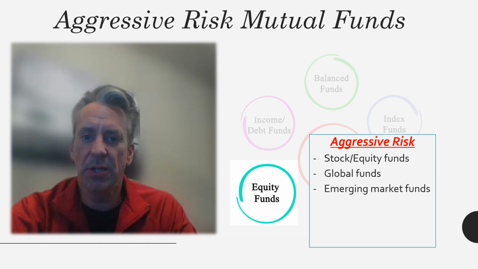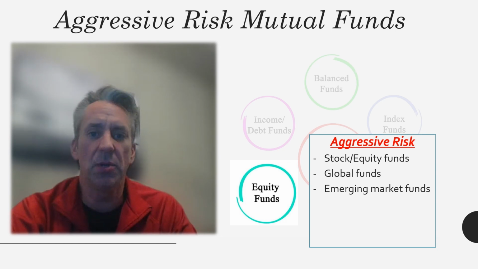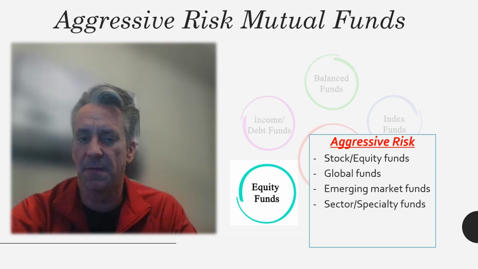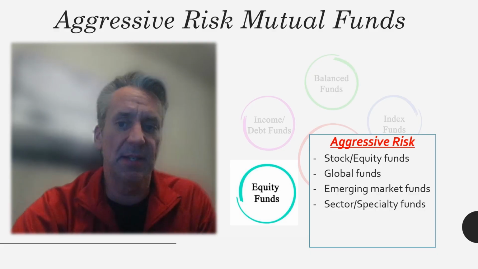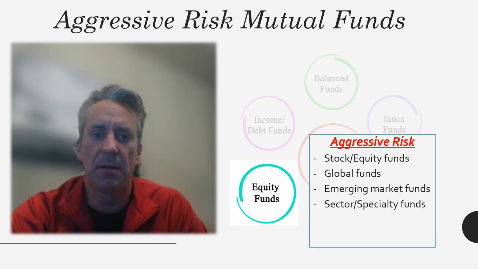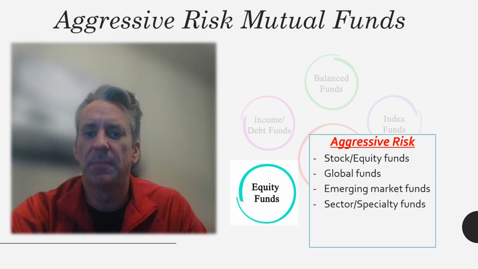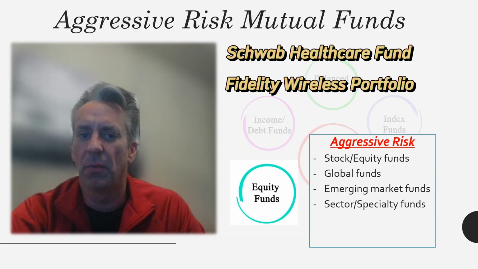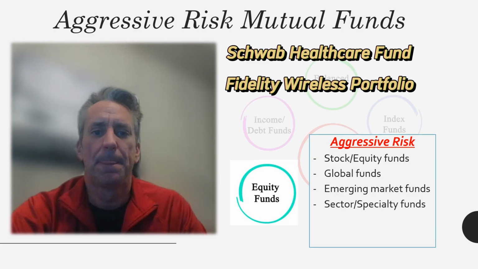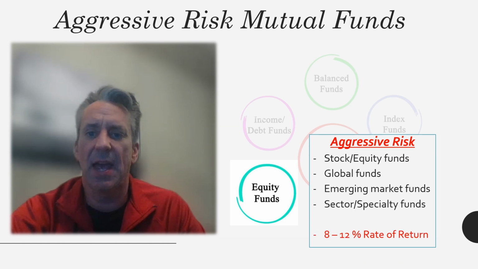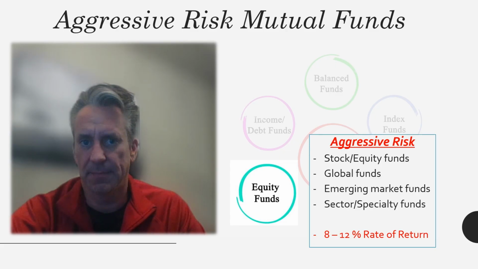so naturally you can also get into sector or specialty mutual funds. Sector or specialty mutual funds are investment funds that invest solely in businesses that operate in a particular industry or sector of the economy. Think maybe Schwab Healthcare Fund or Fidelity Wireless Portfolio. We're getting pretty specific now. On average, these funds are considered the highest risk mutual funds and can provide an annual return anywhere from 8 to 12%.